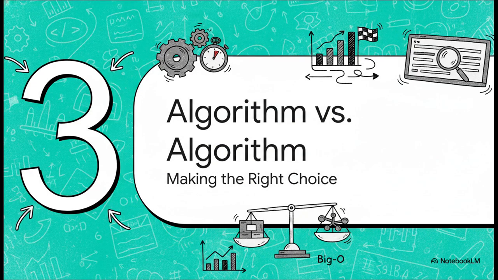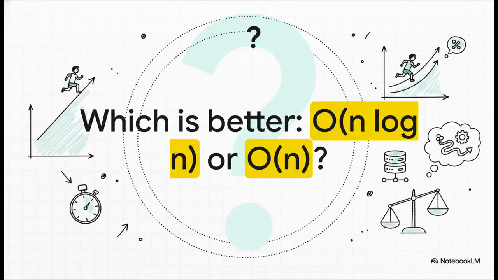So, theory is one thing, but let's see how this all plays out in the real world. Knowing the rules is great, but applying them is how we make smart decisions about our code. So on the surface, this looks like a no-brainer, right? We just went through the ladder of complexity, and O of n is definitely simpler and therefore faster than O of n log n. Or is it?